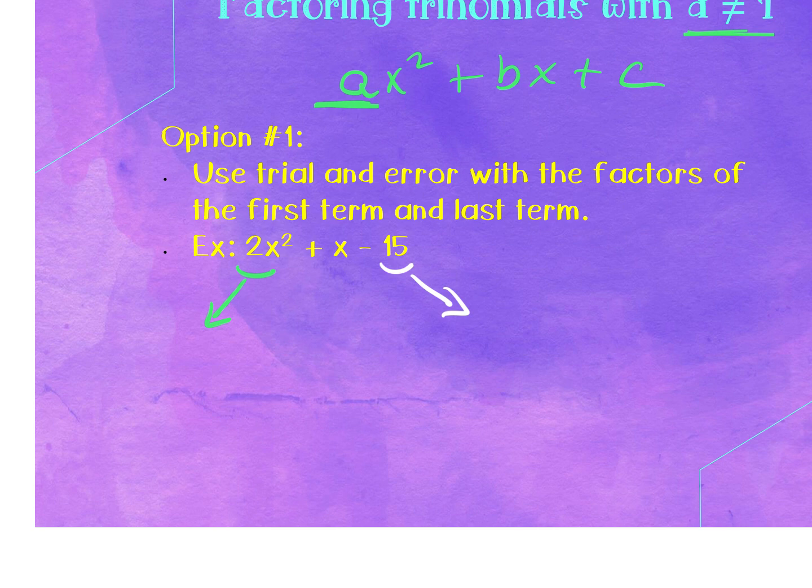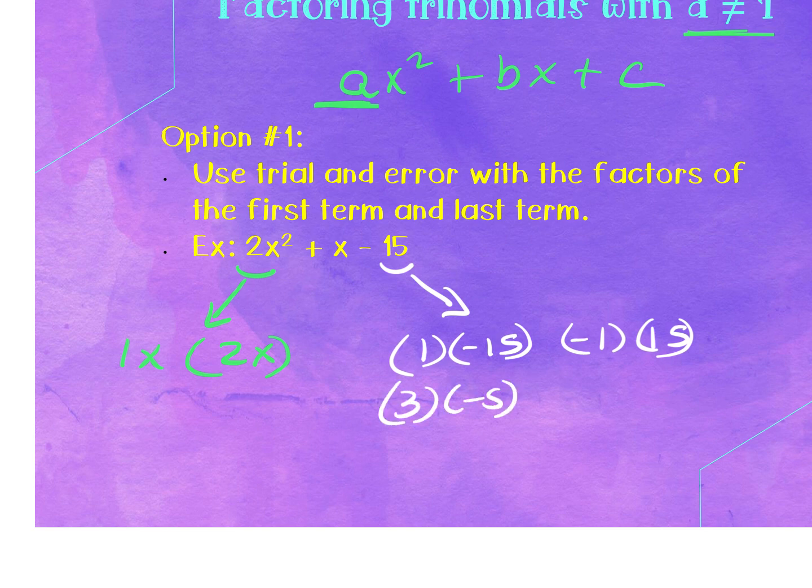So what we would be doing is listing the factors of 2x squared, and that's going to be 1x times 2x. And then the factors of negative 15 are going to be 1 and 15. And I got to do a negative here. Or it could be negative 1 and positive 15. Or it could be 3 and negative 5. Or negative 3, positive 5. This one has 4 factors.